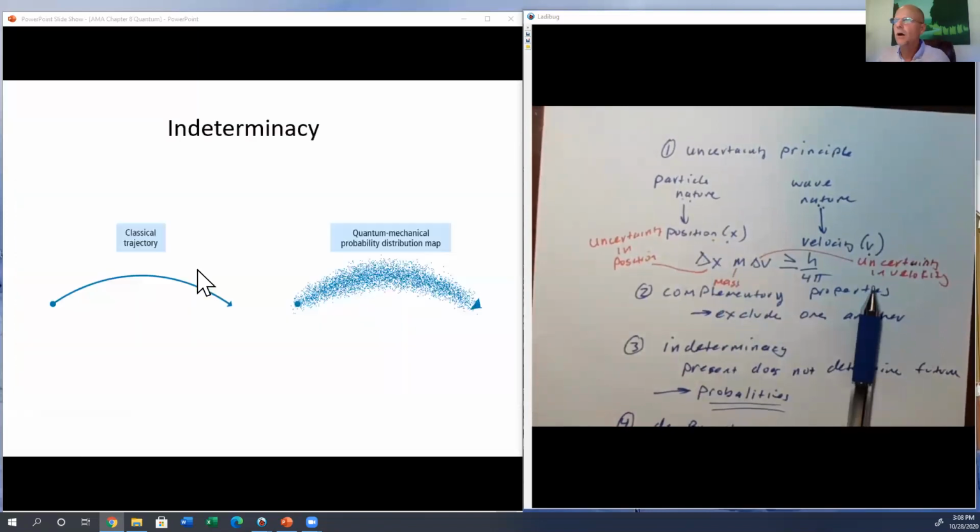So what can we know? Well, this is a classical trajectory. In quantum mechanics, we don't have those. We have probability distribution maps, okay? Which means that for any single electron, you can't predict where it's going to land. But if you prepare many, many electrons in the same state and do the experiment over and over again and detect it, you can come up with a probability distribution of where you'll find the electron, okay?